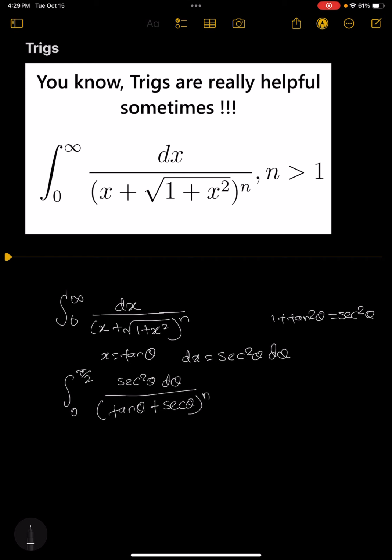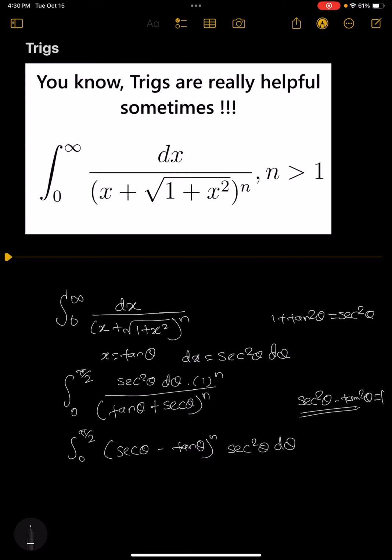Now how do we simplify this further? For that, try to notice this fact that sec square theta minus tan square theta is actually 1, right? So if you notice that, I can write this as integral from 0 to pi by 2 of (sec theta minus tan theta) to the power n times sec square theta d theta. And the reason is, what I have done is basically I just introduced 1 to the power n over here, right? And then I wrote 1 as this factorized form, and then I did the division. So that makes sense, right?